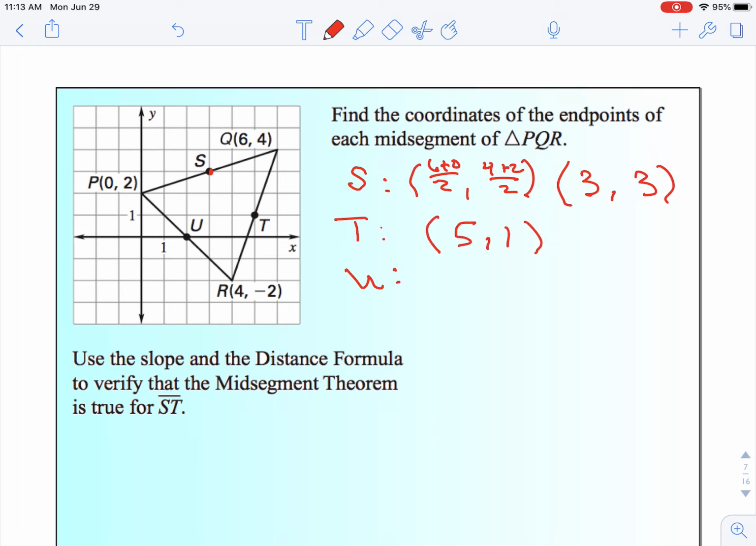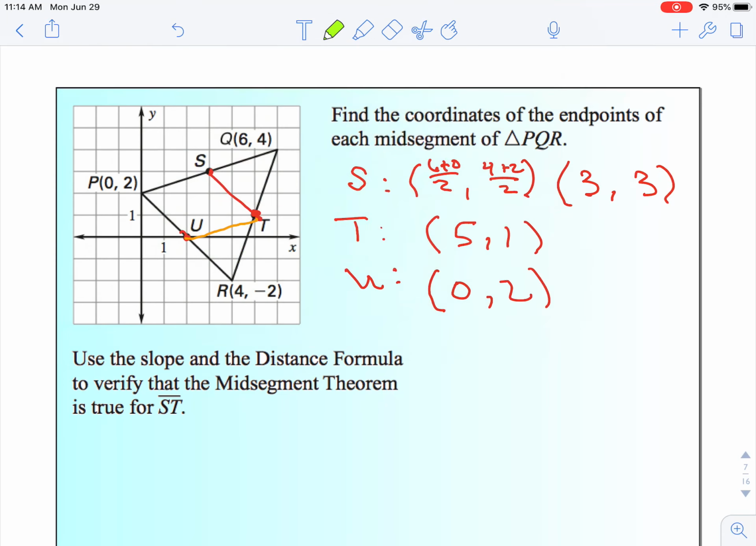T would give you 5, 1, and U gives you 0, 2 if you did it correctly. And I can work out the details on the notes if you did not get those values. So now once we have those values of each of these, that was the first part. It says find the coordinates of the endpoints of each midsegment. So S and T are the coordinates of this midsegment. And T and U are the coordinates of this midsegment.